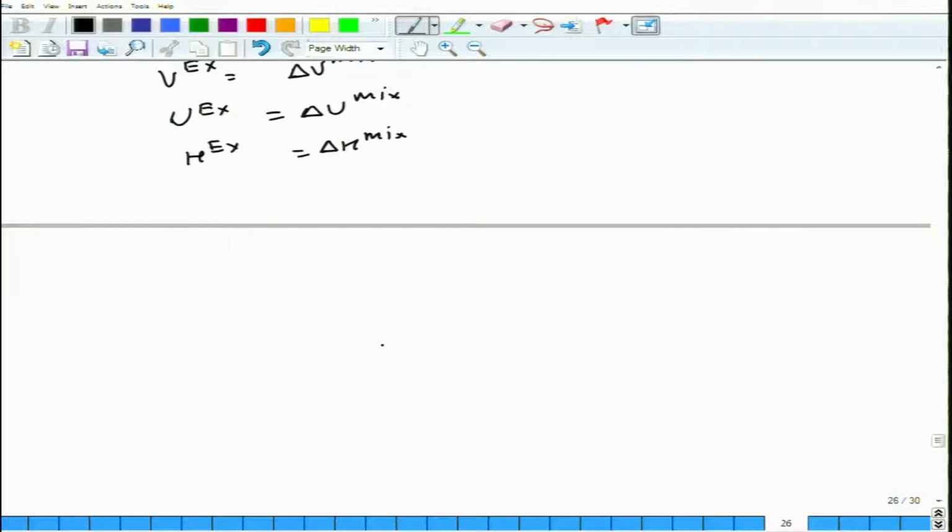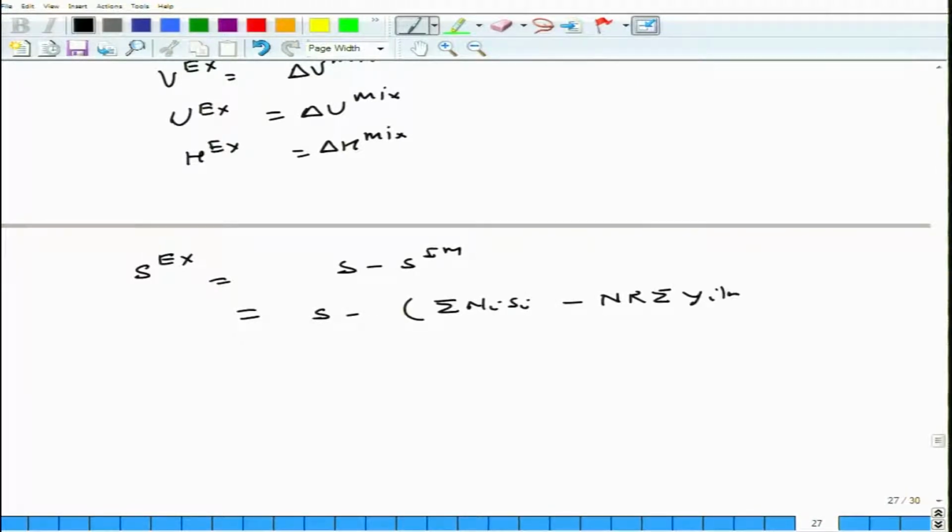Right. Now, we can also talk about Sx. This is nothing but S minus S ideal mixture, which I can write as summation Ni small si minus Nr summation Yi ln Yi. So, I am just writing out the entropy of the ideal mixture. And this is nothing but your delta S mix, or minus of delta S ideal mixture, something like that. So, we can write this kind of expression.